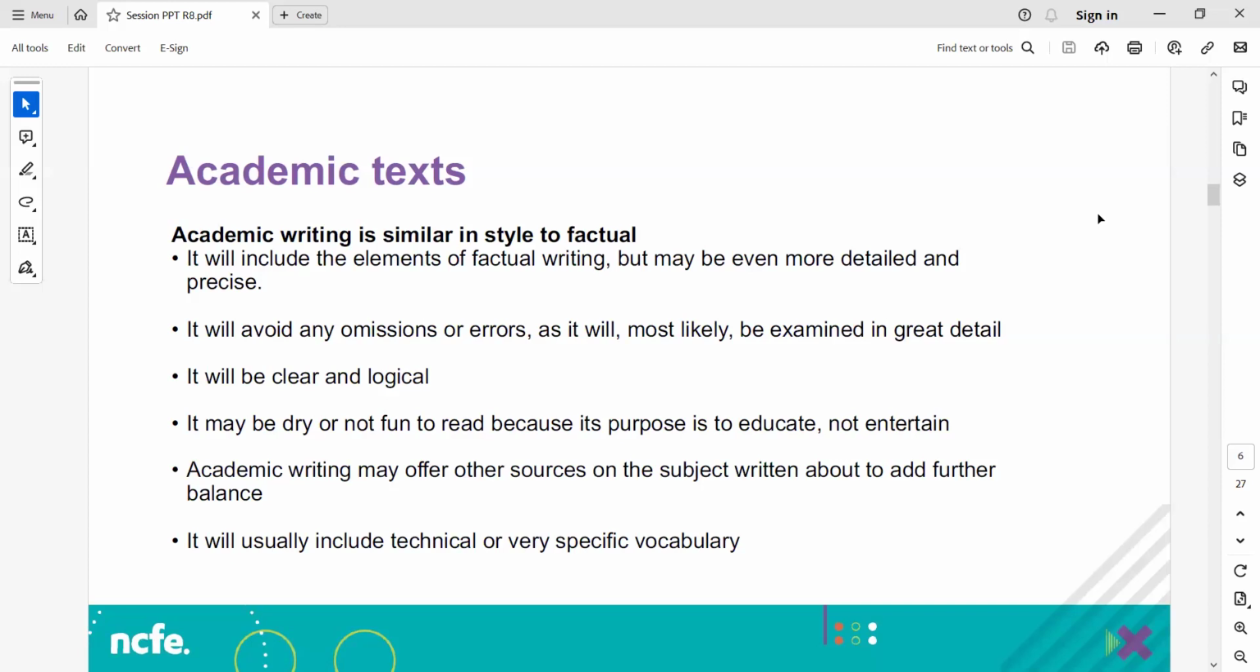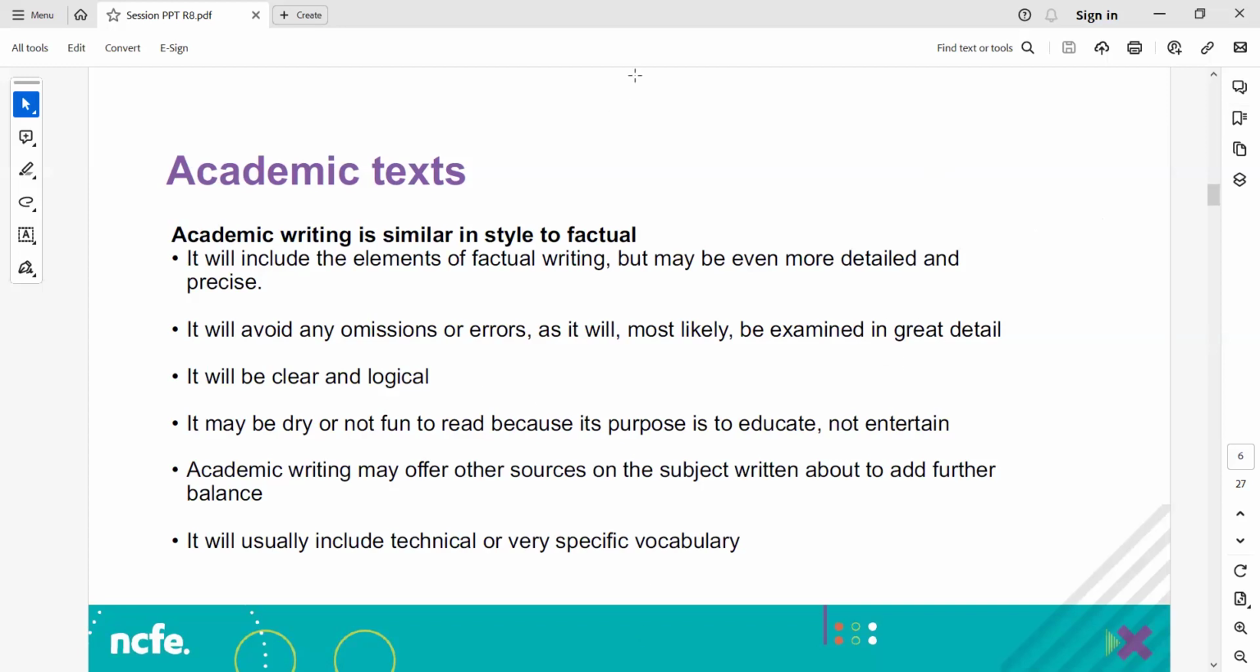Because it's an academic text, it's very specific to a particular area. It may be dry, or might say not fun to read, because its purpose is to educate, to inform, not to entertain. And academic writing may offer other sources on the subject written about to add further balance. So it may refer the readers to do their own follow-up reading. And it's usually going to include technical or very specific vocabulary.